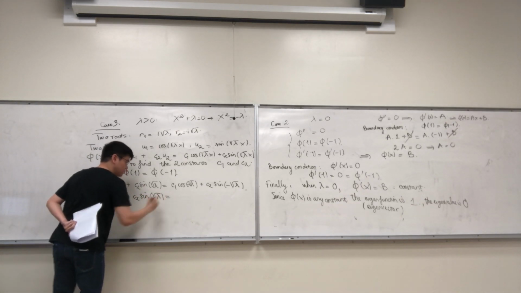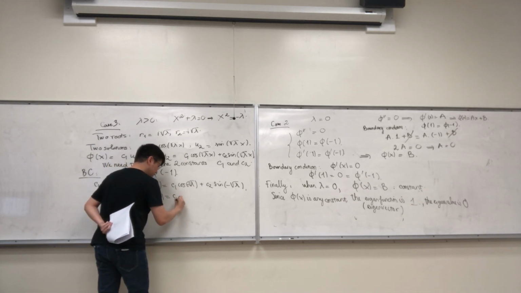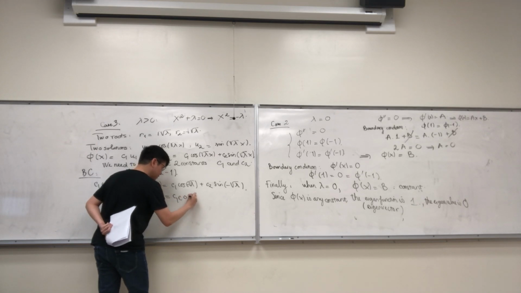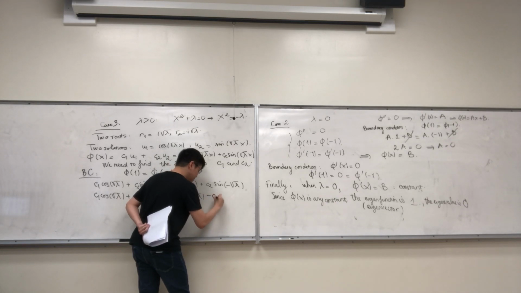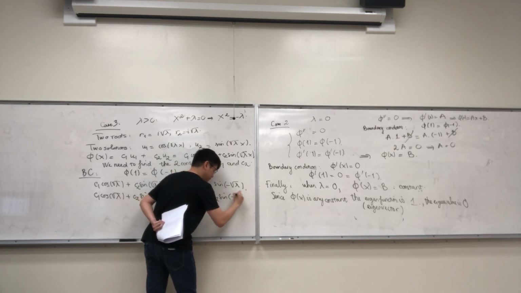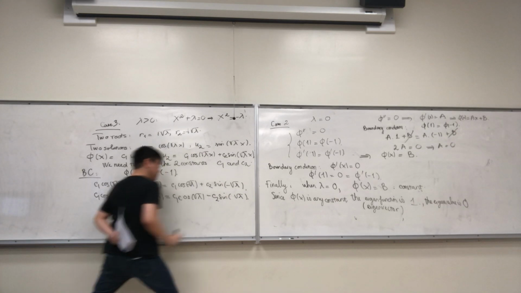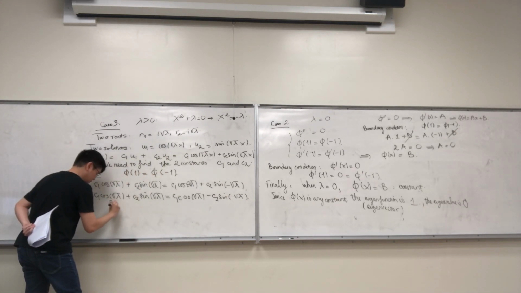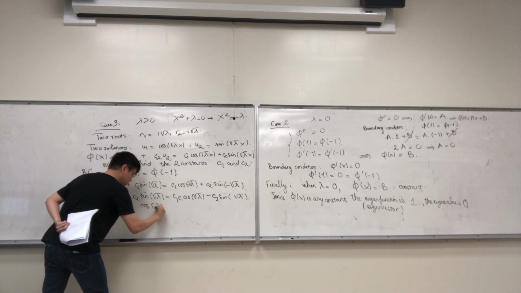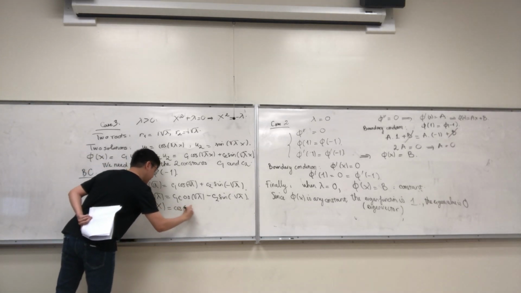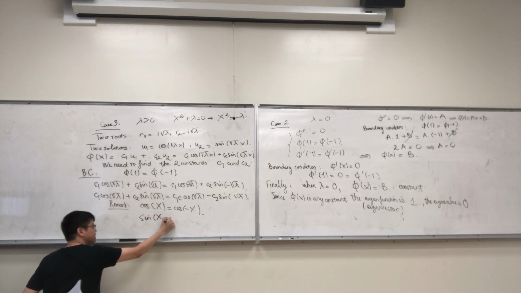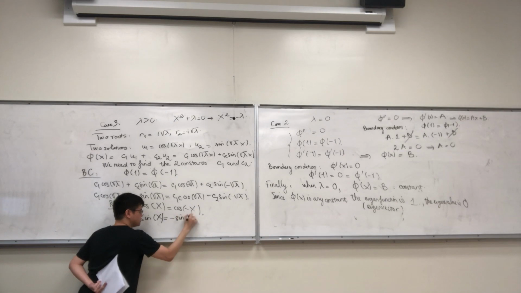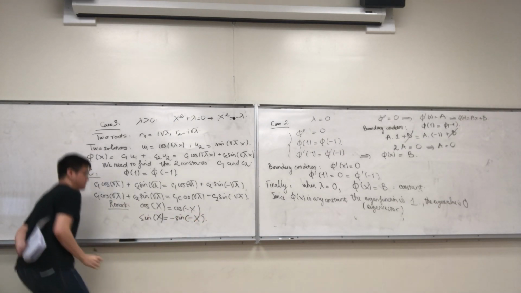So now I have C1 cosinus of square root of lambda plus C2 sinus of square root of lambda. So cosinus of minus square root of lambda will be cosinus of square root of lambda. And on the other side, you have minus sinus of square root of lambda. So here I have a remark. Cosinus of x is cosinus of minus x. And sinus of x is minus sinus of minus x. All right?